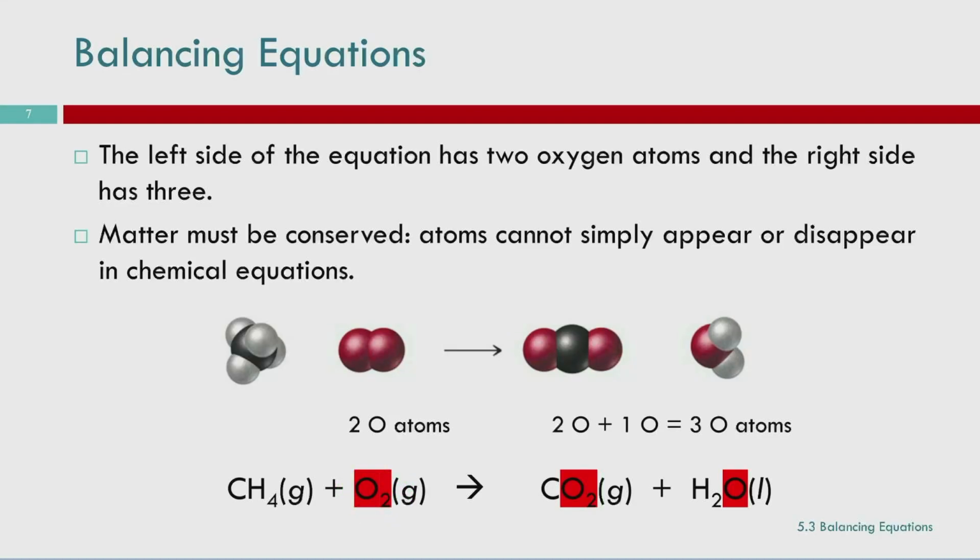So we've got two oxygen atoms on the reactant side, and we have three oxygen atoms on the right side. We've got two oxygens in CO2, and we've got one in H2O. So somehow, the way we've got this written out, we've got two oxygen atoms on the left side and three on the right side. We know the law of conservation of matter, right? Matter must be conserved. We cannot simply have three oxygen atoms on the right side and only two on the left side. We have to have the same number on both sides.